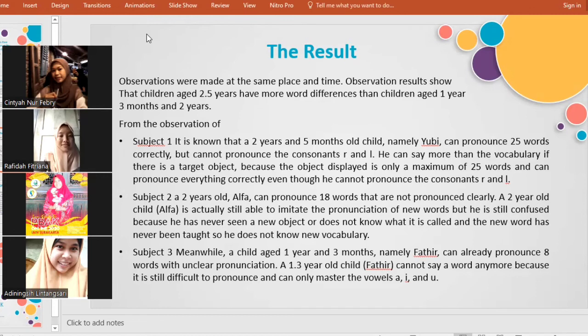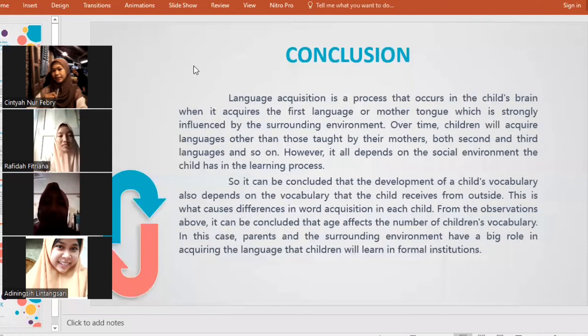In the second subject, 2 years old, that is Alfa, can pronounce 18 words that are not pronounced clearly. He is actually still able to imitate the pronunciation of new words, but he is still confused because he has never seen a new object or does not know what it is called, and the new word has never been taught, so he does not know new vocabulary. And the third subject, meanwhile, a child aged 1 year and 3 months, namely Fatir, can already pronounce 8 words with unclear pronunciation. Cannot say a word anymore because it is still difficult to pronounce and can only master the vowels A, I, and U. Okay, next is the conclusion.